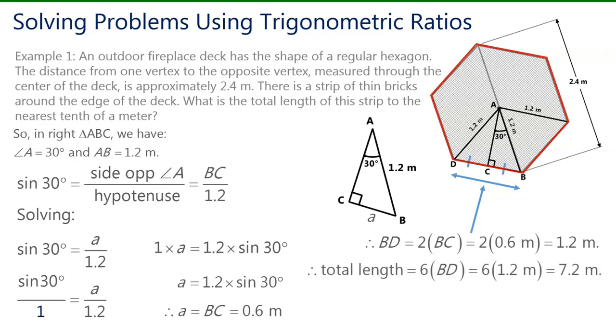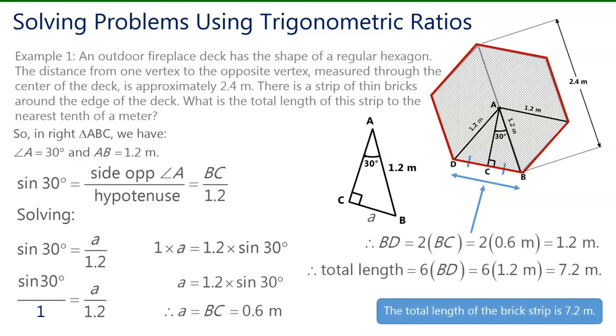Meaning that the total length is 6 times the length BD, which is 6 times 1.2 meters, which is 7.2 meters. The total length of the brick strip is 7.2 meters.